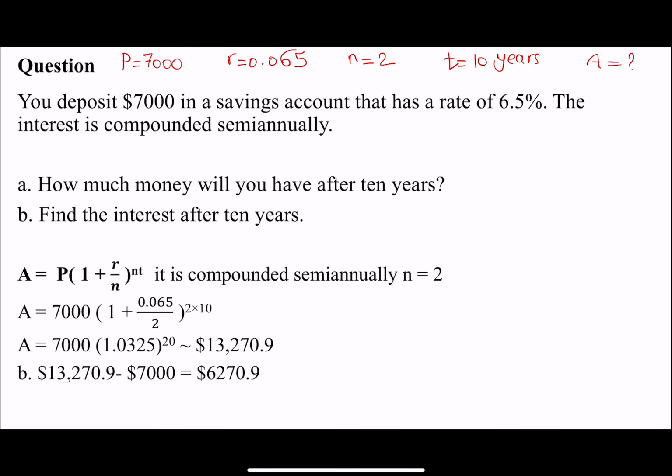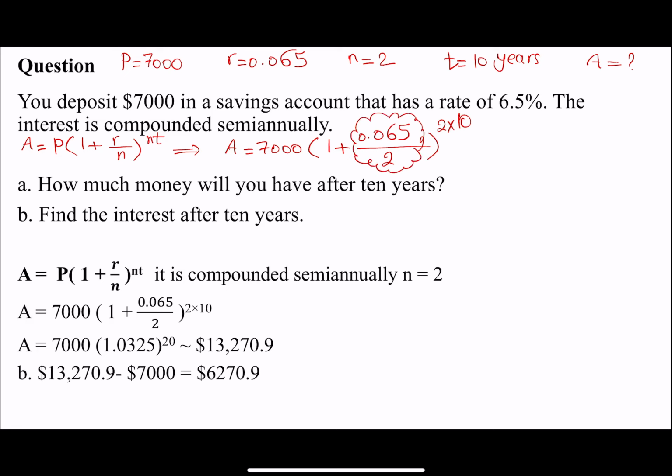Okay, here we go. Future value is principal times 1 plus R over N to the power of NT. So future value is 7,000, I just plug in the values, times 1 plus R, 0.065 over N, which is 2, to the power of NT. N is 2 times T, 10 years. Again, don't forget to find this ratio first. Whatever it is, add it to 1, then raise it to the power of 20.